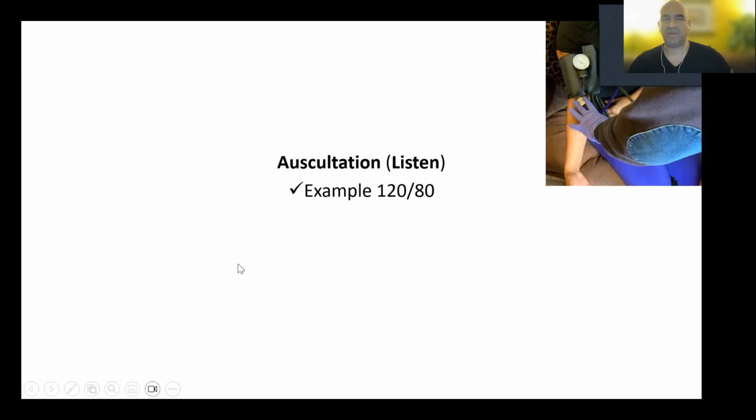All right, so we're going to listen. This is an example of the blood pressure. We're going to wrap it on the arm, we're going to assess, then we're going to pump. And guess what? We're going to get an auscultated blood pressure, which is going to give you the top number and the bottom number. Again, I covered this in the previous video.